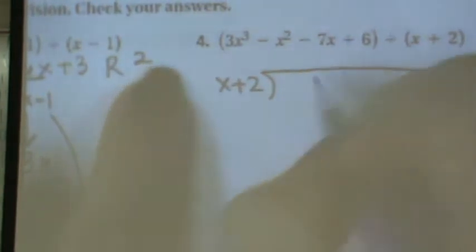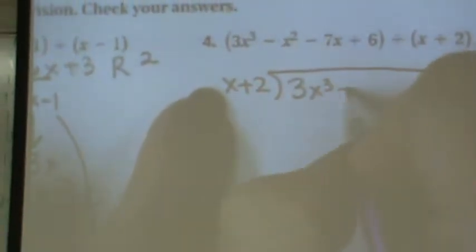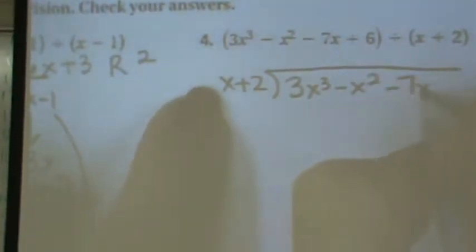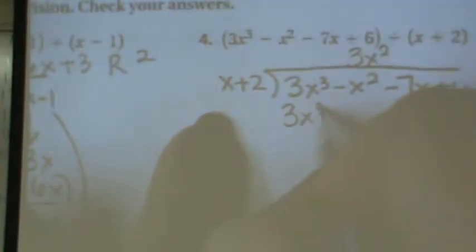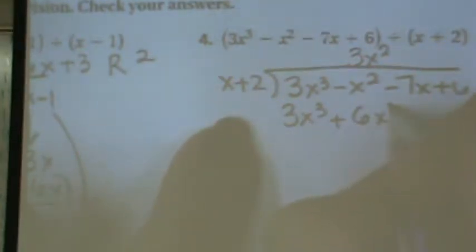Number 4. You've got x plus 2 outside. Inside, we have 3x cubed minus x squared minus 7x plus 6. So what times what? x times what is 3x cubed? We need a 3x squared. This times this is 3x cubed, and then plus 6x squared.